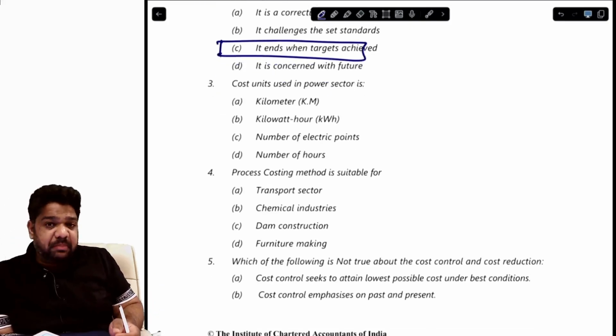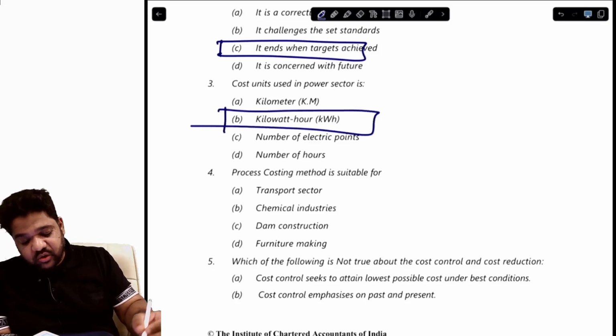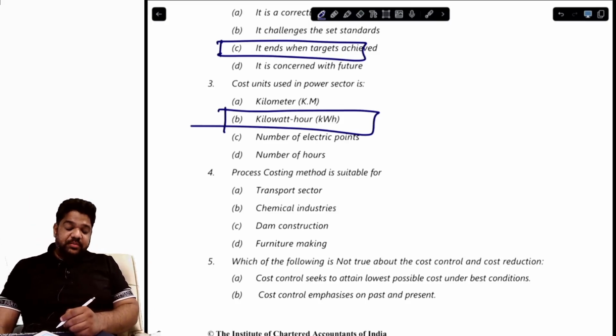Cost unit used in the power sector. We have done a question on this. I'm sure you know this. It's kilowatt hours. Process costing method is suitable for.